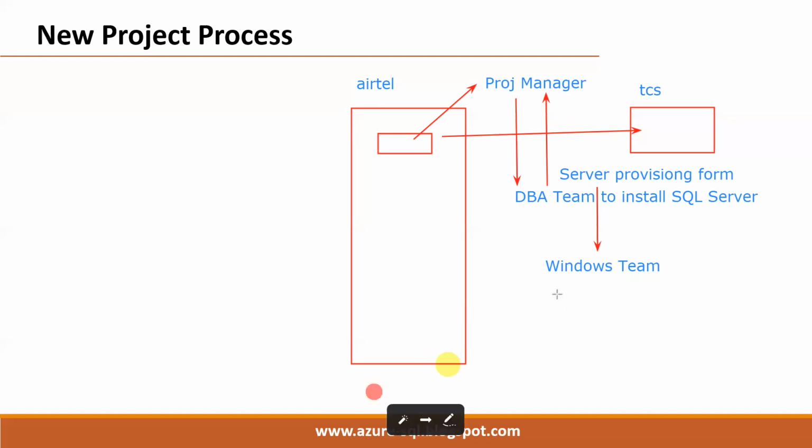Once the server is ready, right? If you have set cluster, we mention how many servers we want in the cluster, everything. We also mention the drive specifications: I need D drive with this size, E drive with this size, M drive with this size, K drive with this size. All those drive specifications we will mention and send in the mail to the Windows team.